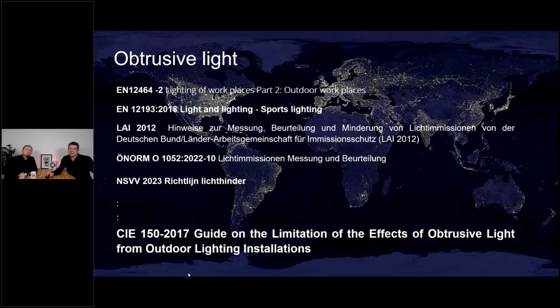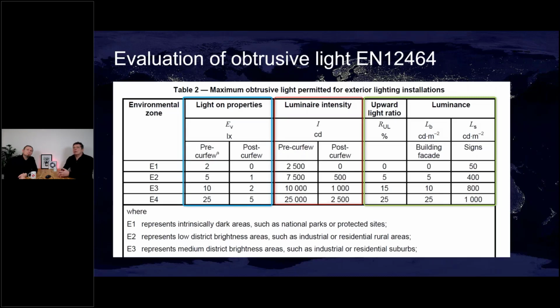Okay, and let's take a look. When we look, for example, in the EN 12464, we will find this table, and we can mainly describe there are three areas of different kinds, or three kinds of light pollution, and for different things.